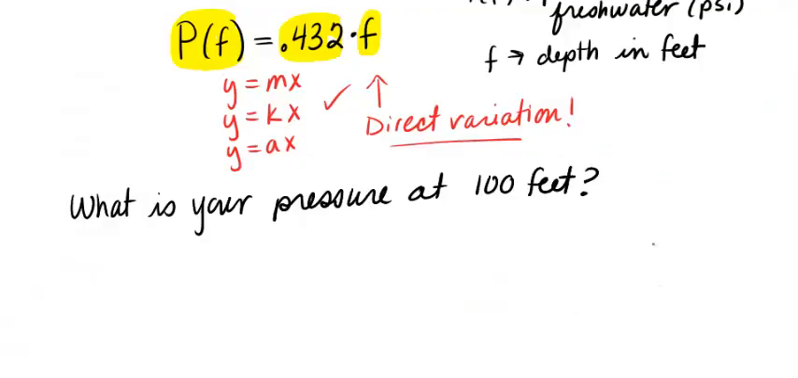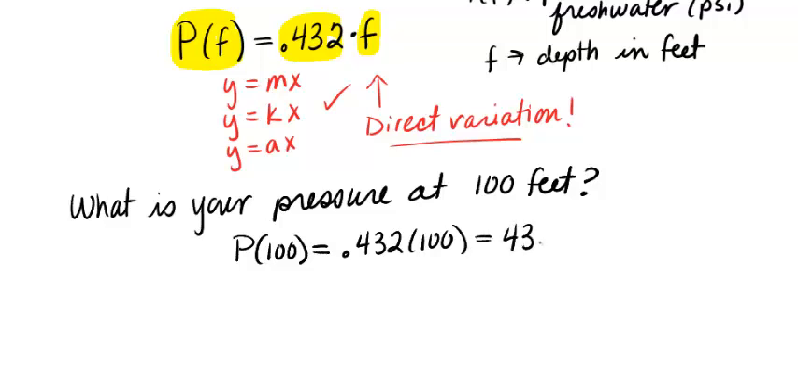So the first question we wanted to look at is, what is our pressure at 100 feet? So what we want to calculate is our pressure given that we're at 100 feet. So what's going to come out here is 0.432 times 100, which equals 43.2, and that would be psi, or pounds per square inch, which agrees with what we got on our graph. Next question is a little bit backwards. The next question I want to know is, how deep am I if my pressure, or psi, is 30?